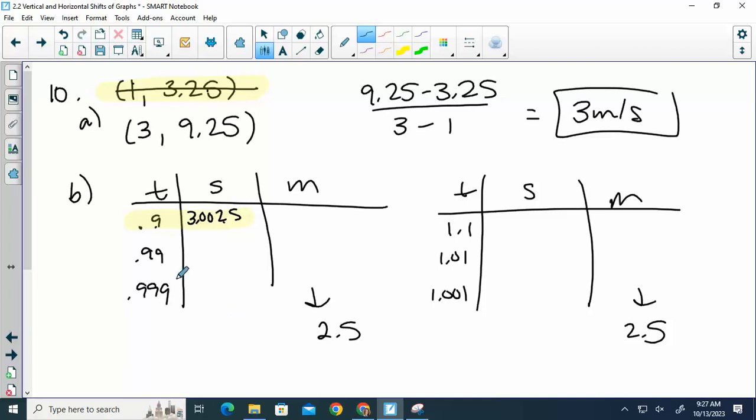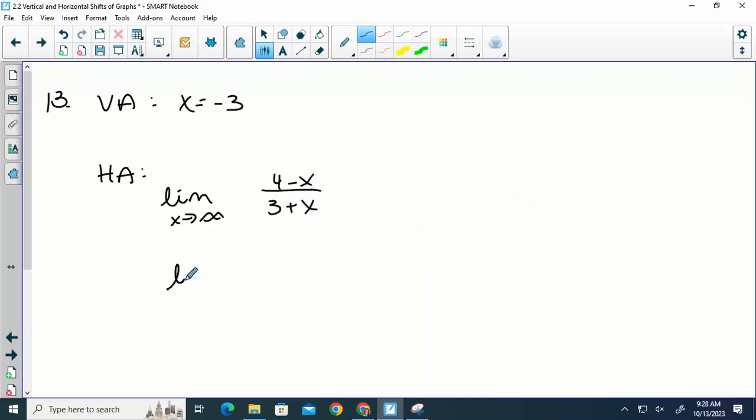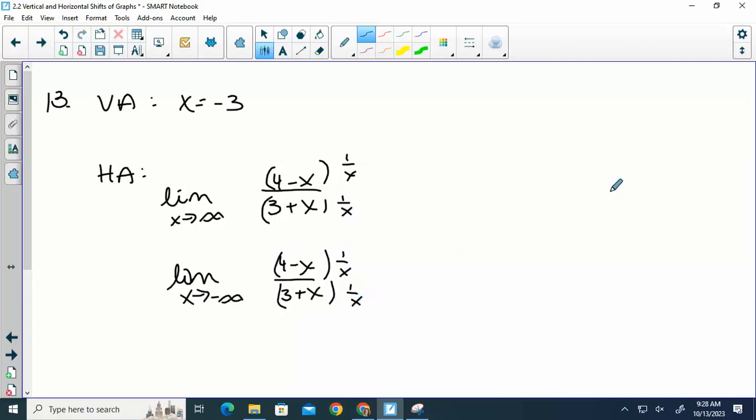13, so you have to show me some work on this. Vertical asymptote, you can just look at the equation. What makes the bottom 0? -3. For the horizontal asymptote, you have to do the limit as we approach infinity, and the limit as you approach negative infinity. And I'm checking that you do both. So you're going to work them out essentially the same. You'll multiply by 1 over x, top and bottom for both, and work that out, and you should get -1 both times. So your horizontal asymptote will be y equals -1. Is that okay?